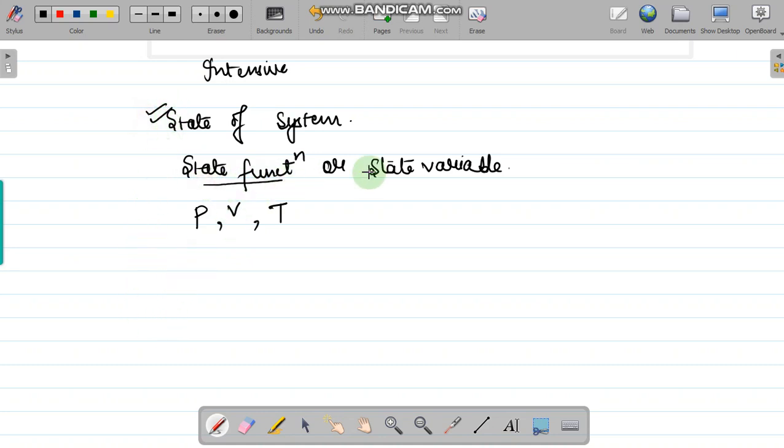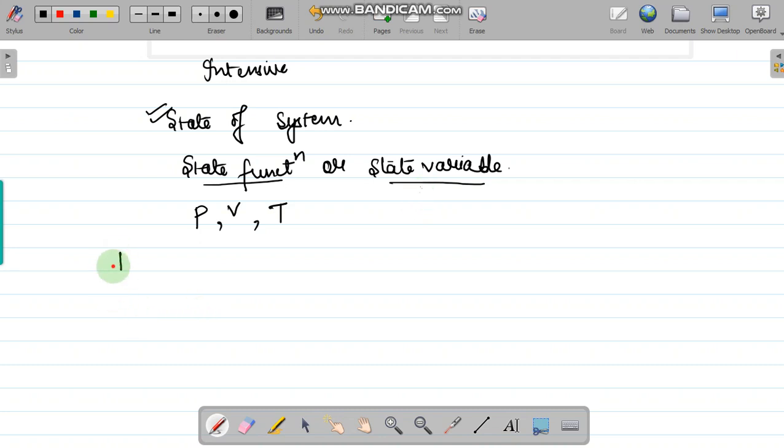In this, a 1 mark question can be asked: define the state variable. So again, I'm repeating, what is a state variable? It's the variable which brings about the change in the state of the system.